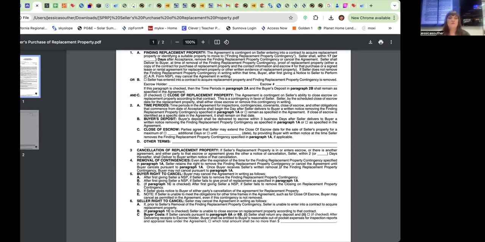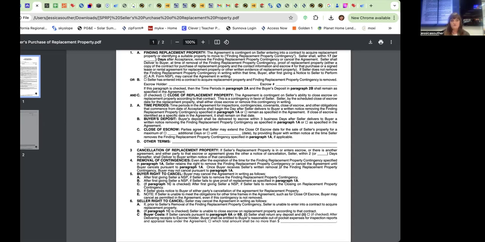Okay. 4, removal of contingencies. Even after the expiration of the time for the finding replacement property contingency specified in paragraph 1A, seller retains the right to remove the finding replacement property contingency or cancel the agreement until buyer cancels pursuant to paragraph 1A. Once buyer receives seller's written removal of the finding replacement property contingency, buyer may not cancel pursuant to 1A. Okay, what does that mean?